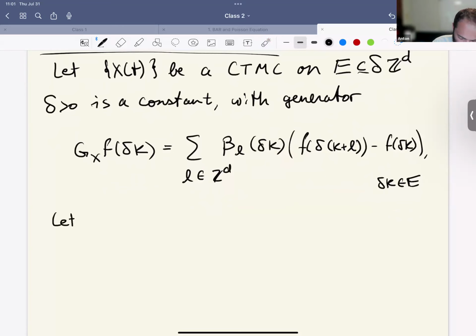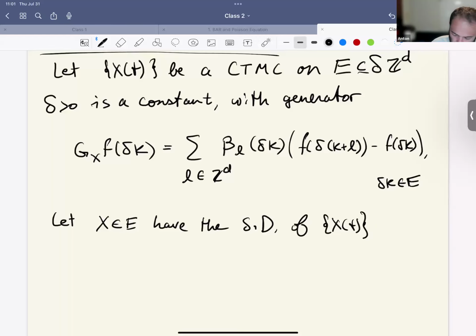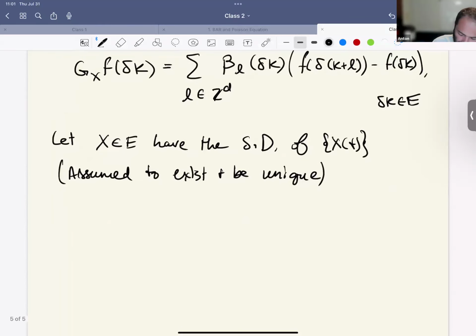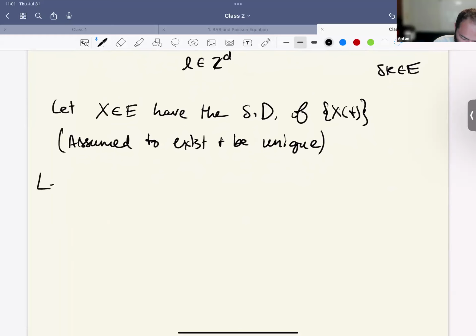Let X have the stationary distribution of this Markov chain, which is assumed to exist and be unique. Okay, we're going to jump right into it. Lemma, and this is the Poisson equation.